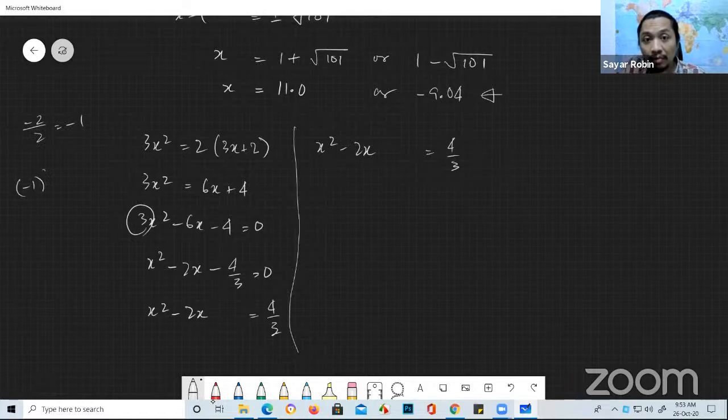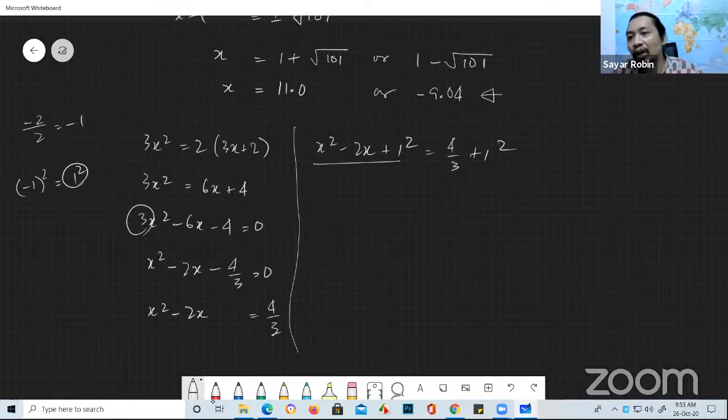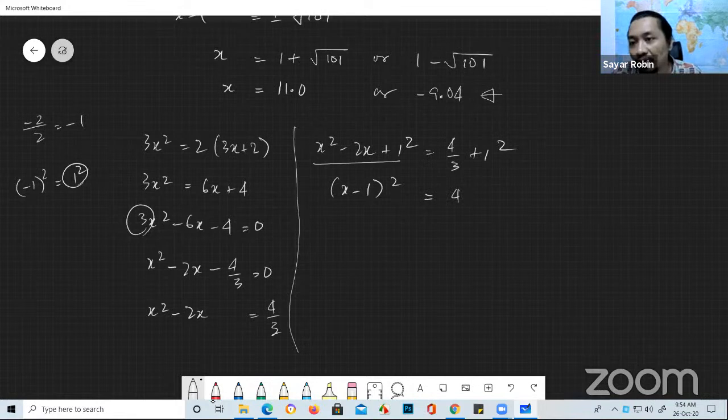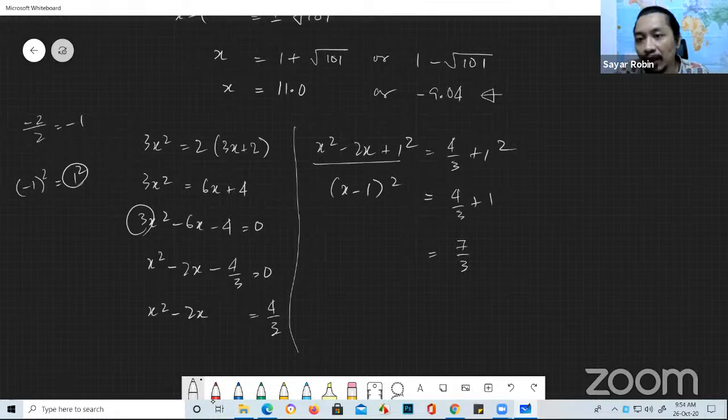Negative 1 raised to the power 2 is positive 1. So we add positive 1 squared to both sides. These three terms can be changed into (x minus 1) the whole squared, which you have already learned earlier. So 4 over 3 plus 1 is 7 over 3. And then (x minus 1) the whole squared equals 7 over 3, so x minus 1 is plus or minus the square root of 7 over 3.